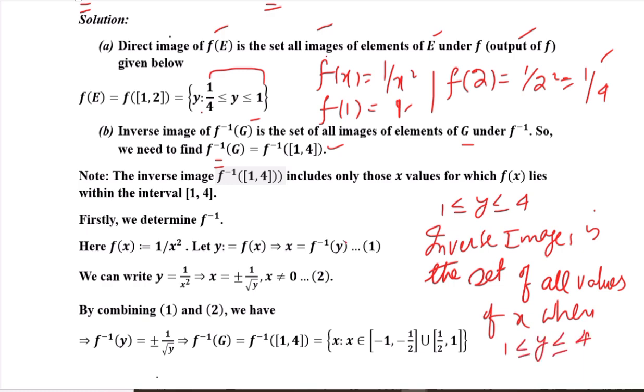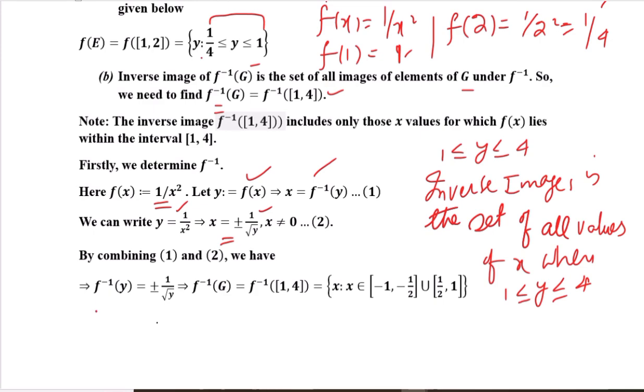So for this, firstly we find the inverse of the function. My function is f of x is equal to 1 by x square. Let y be equal to f of x. From this, x is equal to f inverse of y. We write y is equal to 1 by x square. From this, we have x is equal to plus minus 1 by root y. This is my inverse function, that is f inverse of y is equal to plus minus 1 by root y. This implies f inverse of G is equal to f inverse of the closed interval 1 to 4, and this will give us this. How?